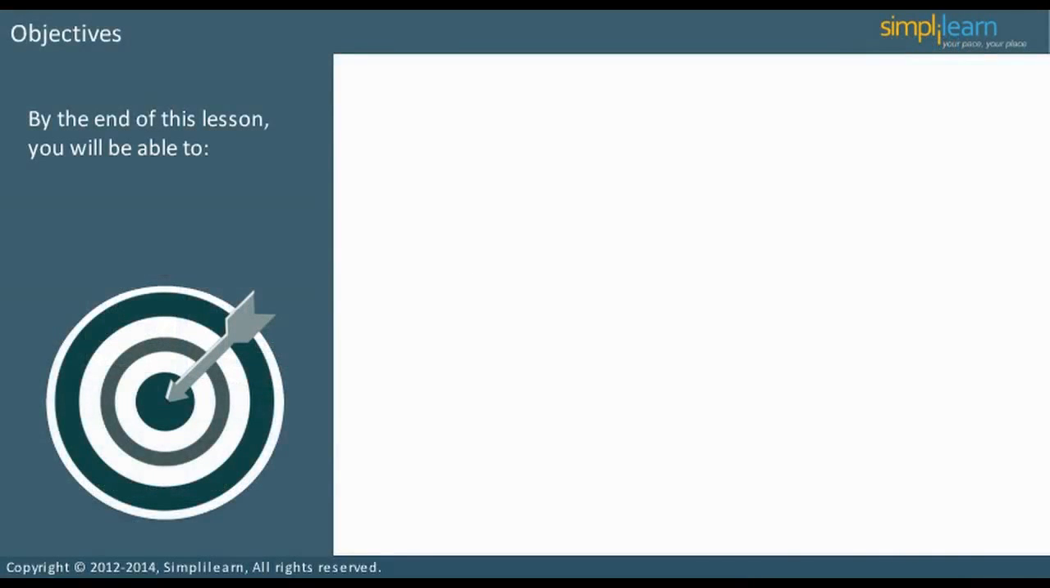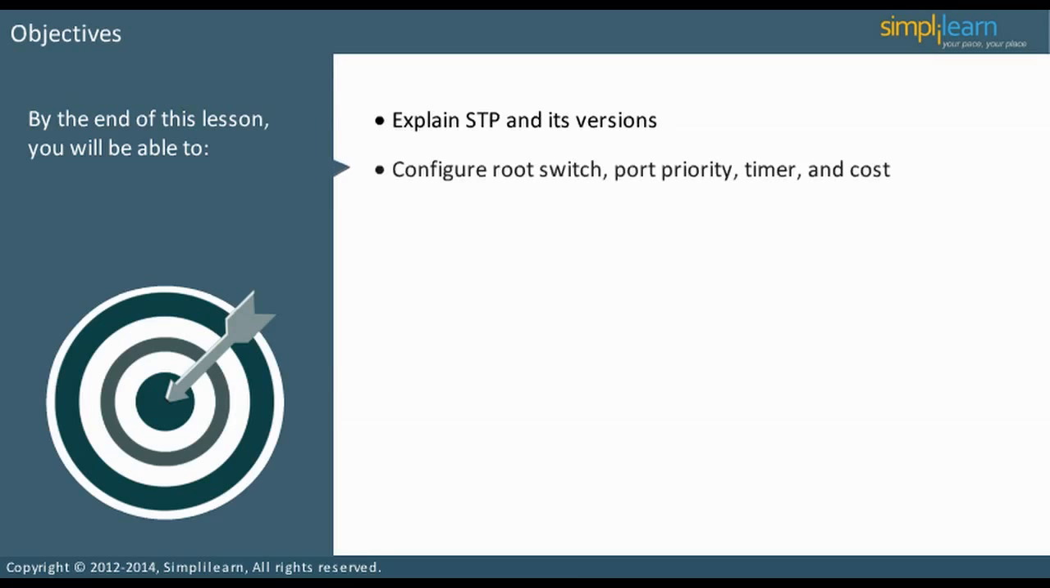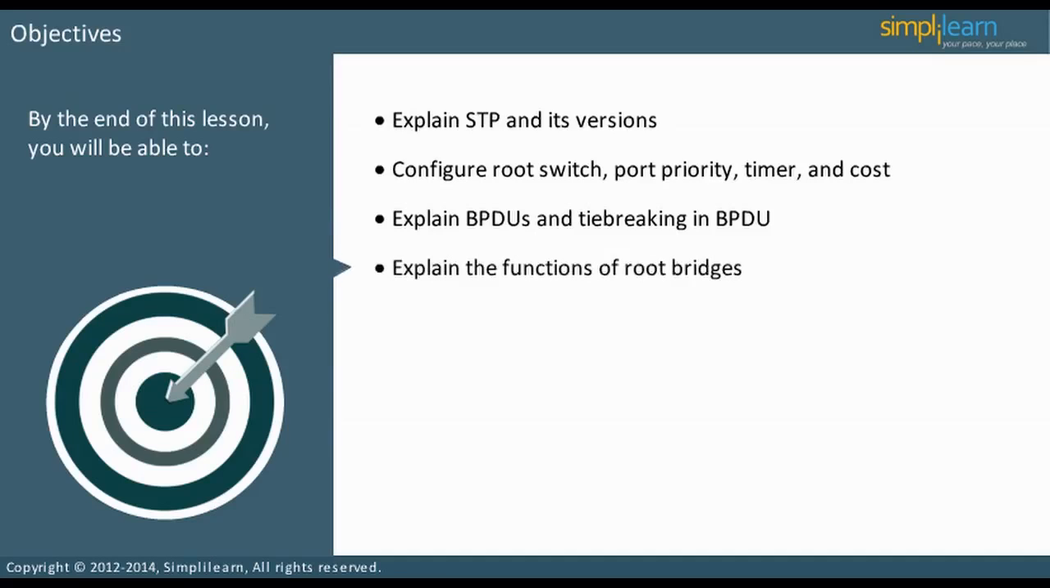By the end of this lesson, you will be able to explain STP and its versions, configure root switch, port priority, timer, and cost. Explain BPDUs and tie breaking in BPDU. Explain the functions of root bridges. Describe topology changes and its types. Let us start our discussion on spanning tree protocol in the next slide.